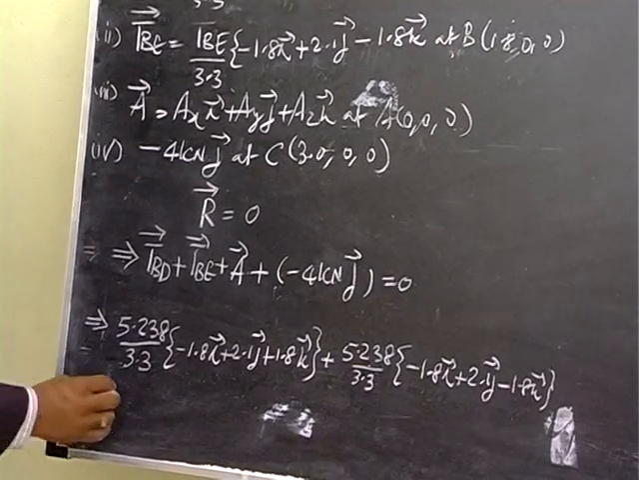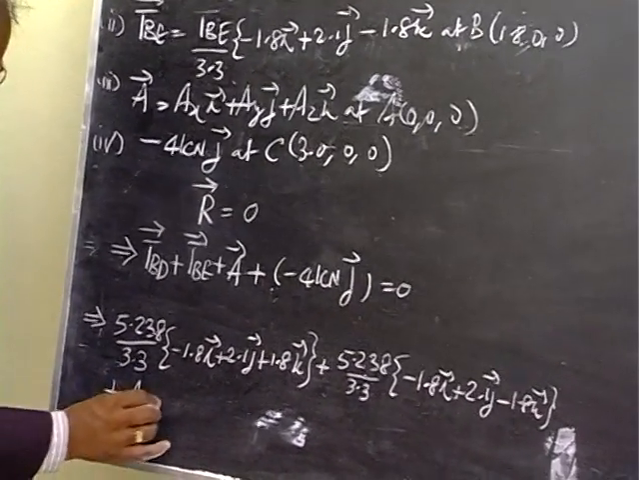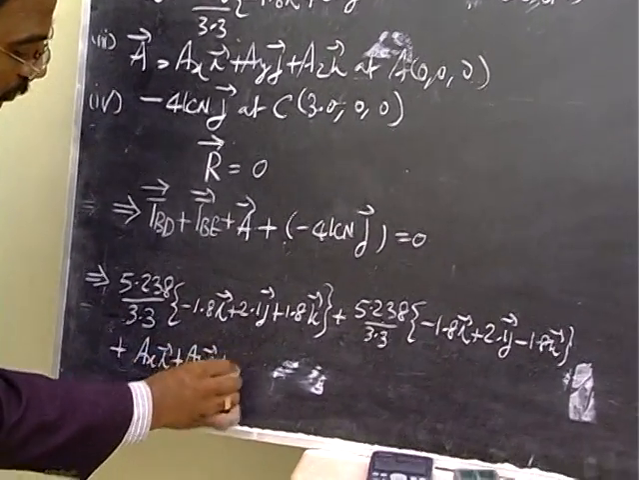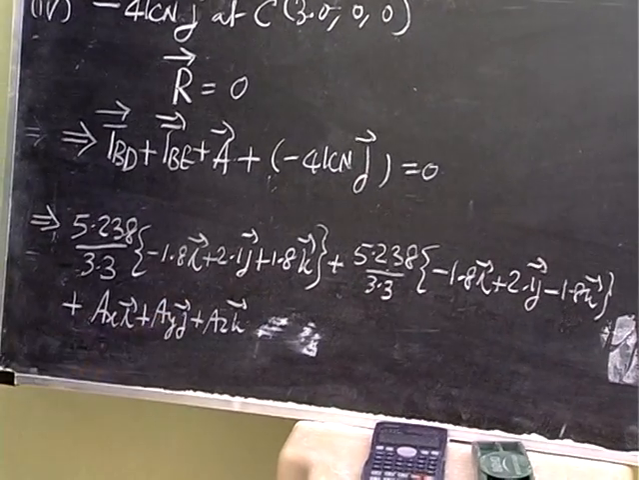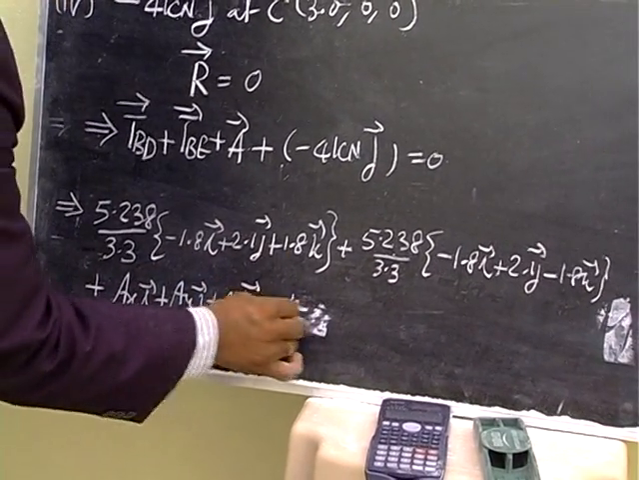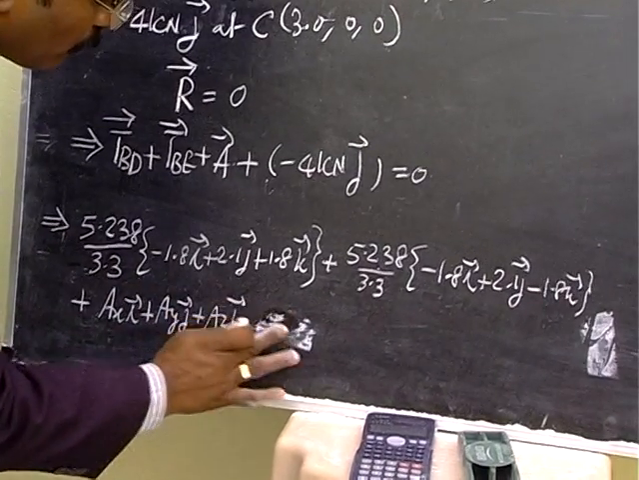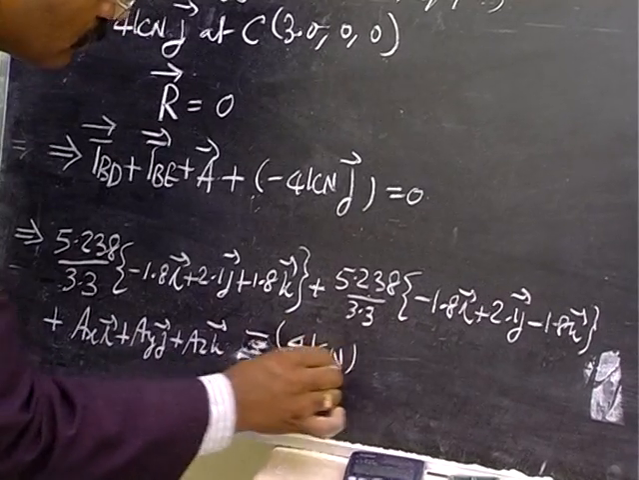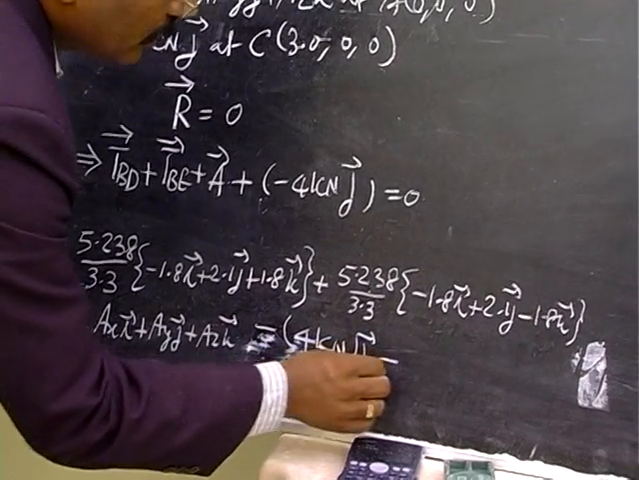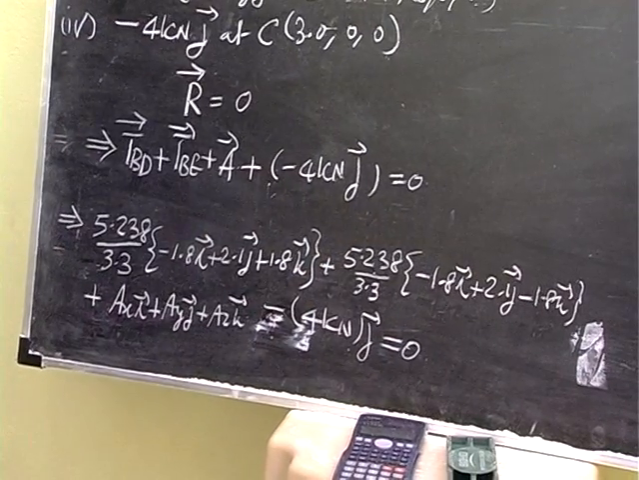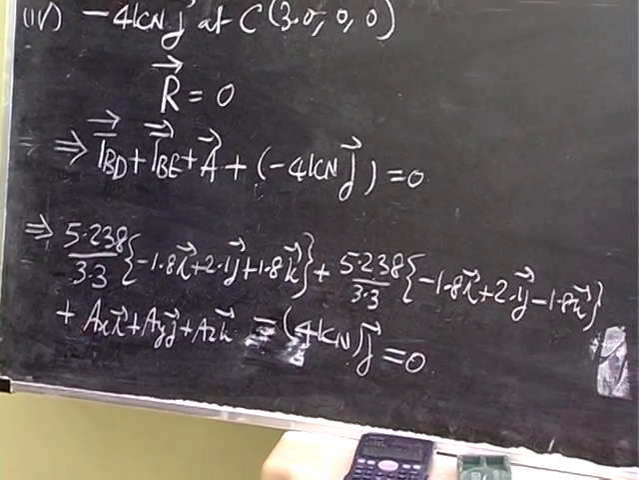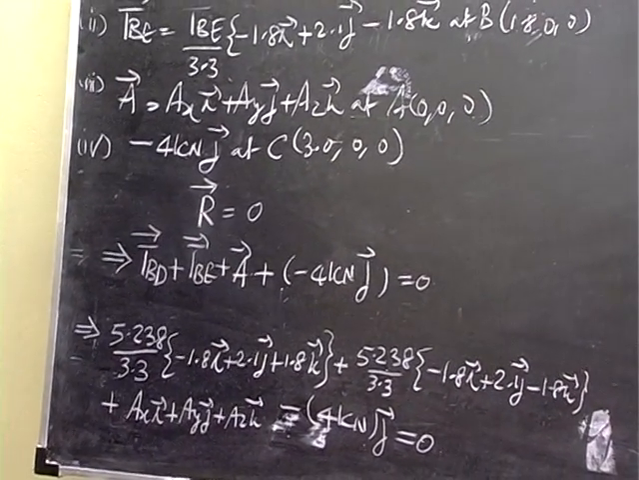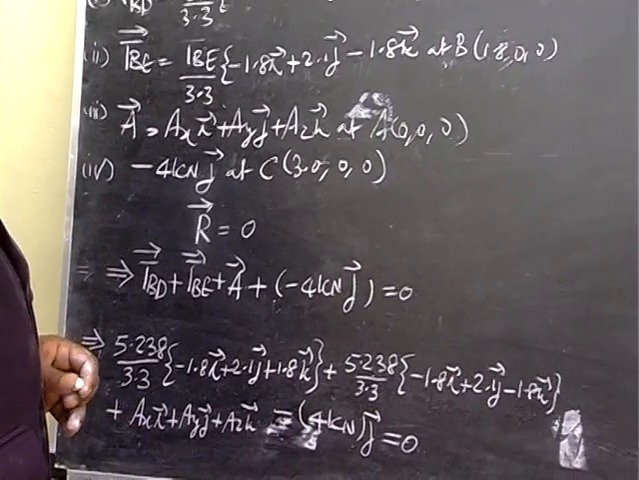Then the vector A is nothing but AX I vector plus AY J vector plus AZ K vector. The last weight 4 kilonewton is nothing but minus 4 kilonewton J vector, together it becomes 0. So now we compare the I term, J term and K term. When we add all the I term and equal to 0, we get one equation for I. Similarly, we get equations for J and K.